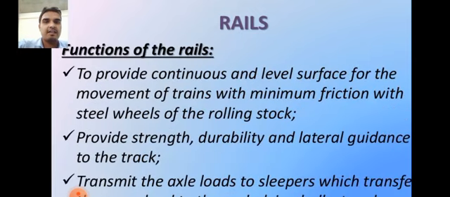Functions of rail. The first function is to provide a continuous and level surface for the movement of trains with minimum friction with the steel wheels of the rolling stock. Second, to provide strength, durability and lateral guidance to the track. Third, to transmit the axle load to the sleepers, which transfer the load to the ballast.